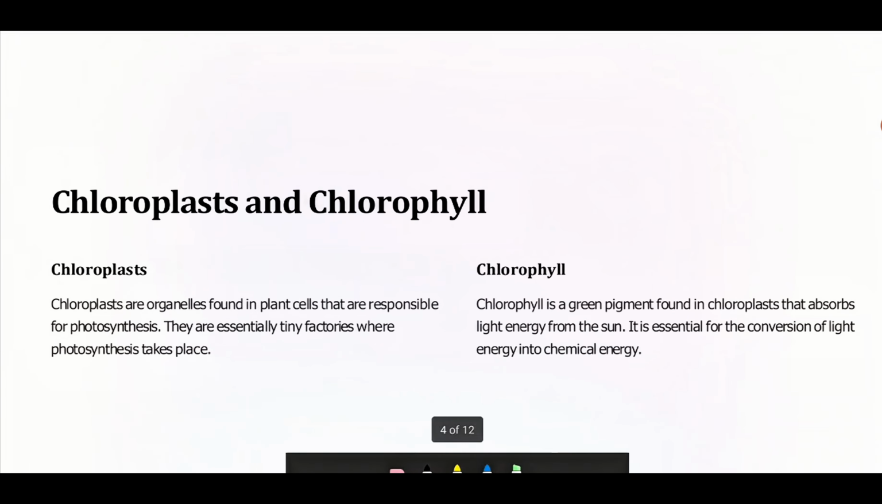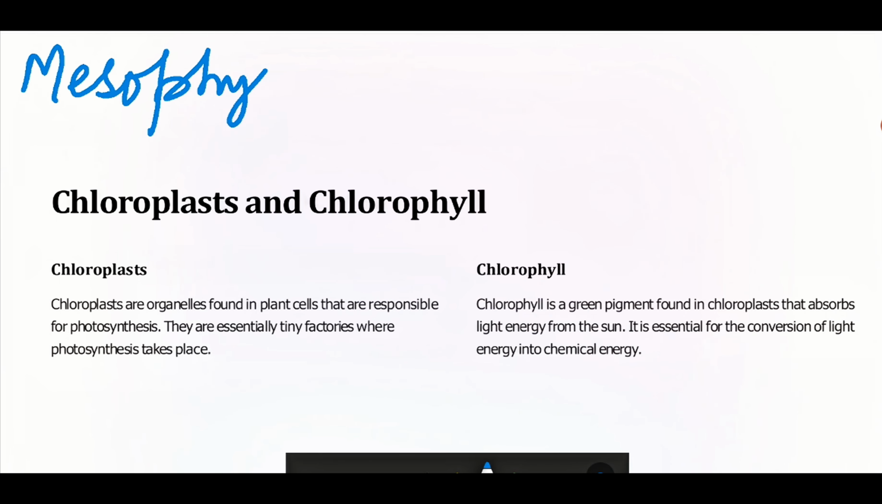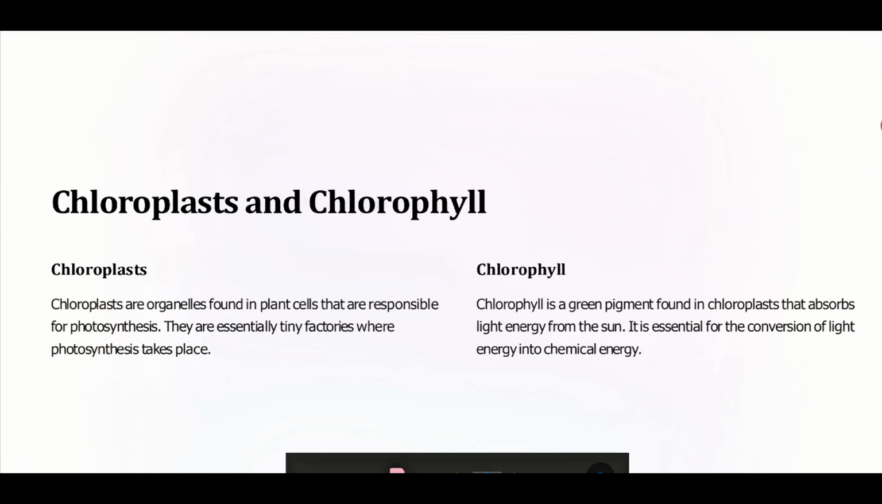So in the LS of the leaf we saw the palisade mesophyll cells, which have chloroplasts, and inside the chloroplast there is chlorophyll. Okay, so what are chloroplasts? They are found in the plant cells and they are responsible for photosynthesis. Why? Because they carry the green pigment. They are very important for the process of photosynthesis, and they carry the green pigment which is chlorophyll.